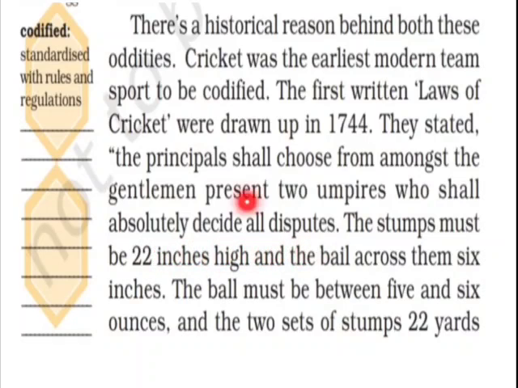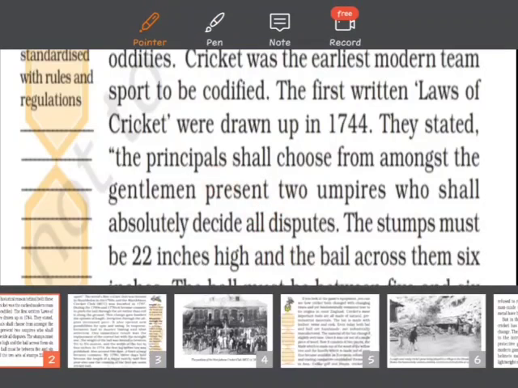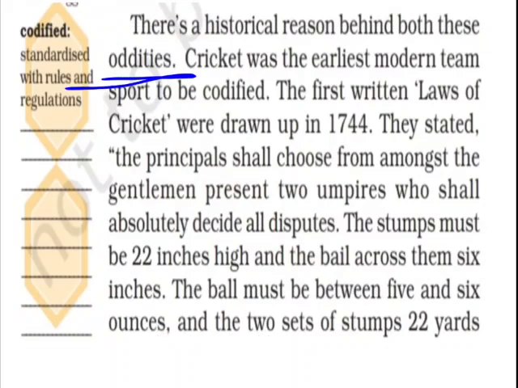Yes, so students, here is another historical reason why these characteristics happen in cricket. Oddities means once again strange characteristics, strange features. So remember, the meaning of oddity is also the same as peculiarities: strange features, strange characteristics. Cricket was the earliest modern team sport to be codified. Codified means standardized with rules and regulations. The meaning is already given to you.